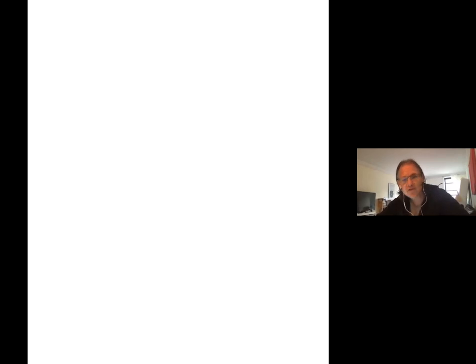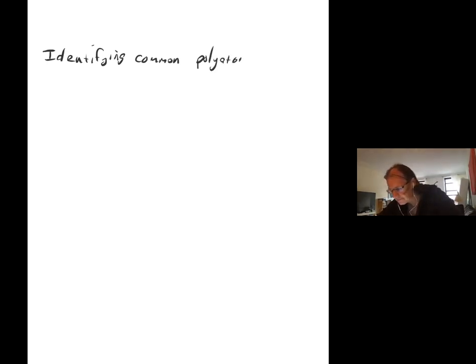Let's take a look at this one. So in this one, this is called identifying common polyatomic ions. Okay, so you're going to complete a little table. So the first one is they say ammonium cation. Now that's actually kind of nice. They actually call it a cation. That's telling you it's positive. And then you're going to write the formula.